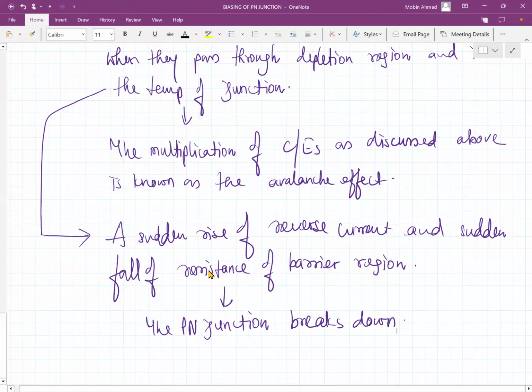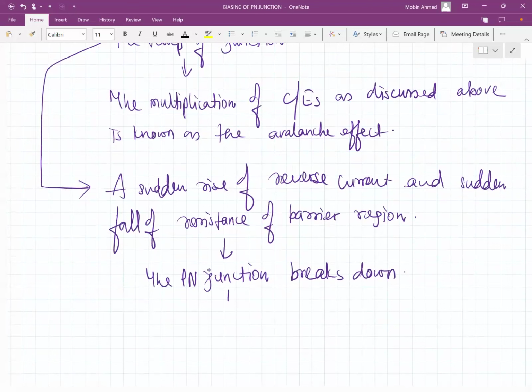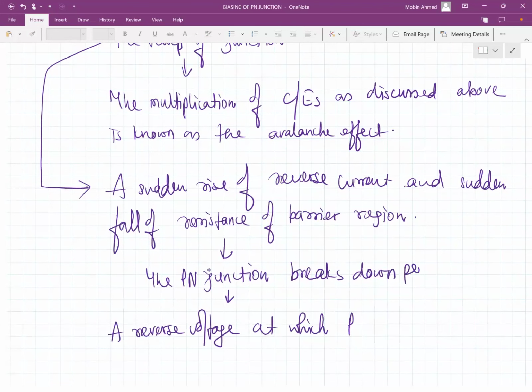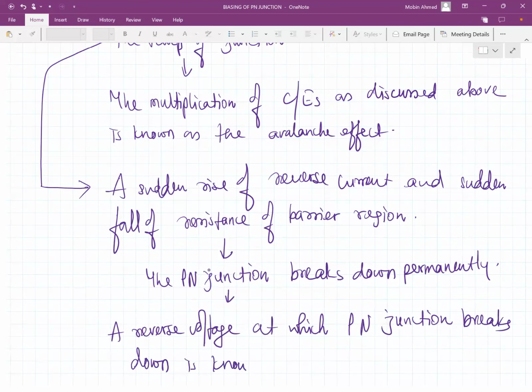And when it breaks down permanently, the reverse voltage at which the PN junction breaks down is known as the reverse breakdown voltage.